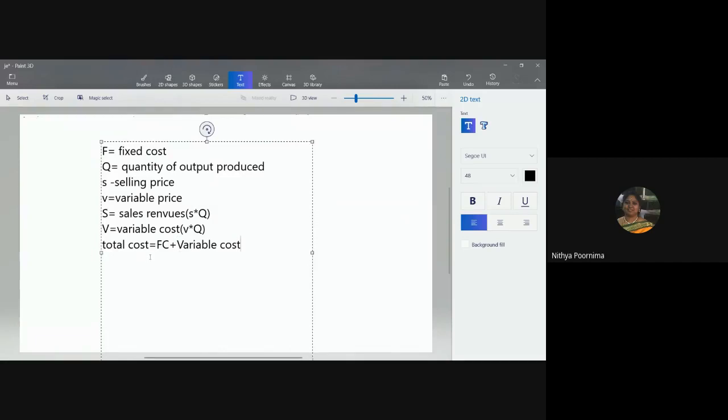Now fixed cost, if I have to write down the formula, FC is as it is. Your total cost is basically the investment, not the business function revenue. It's only the fixed cost and material cost. It has not gone into the business function; income will be with revenues. The variable cost will be V into Q, or VQ. So total cost will be FC plus VQ.